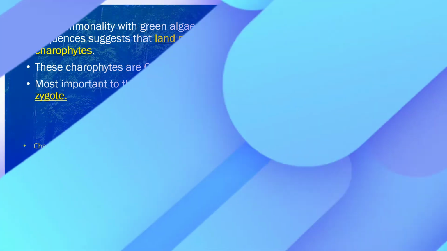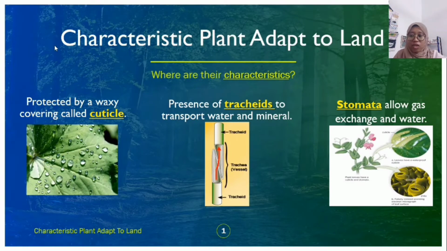Okay, for this part, I will explain the characteristics that adapt plants to land. Firstly, they are protected by a waxy covering called the cuticle. This functions to protect against water loss. The next one, they also have tracheids, which in the plant transport water and minerals. The next one, they also have stomata, which are small openings in the leaf. They allow gas and water exchange.